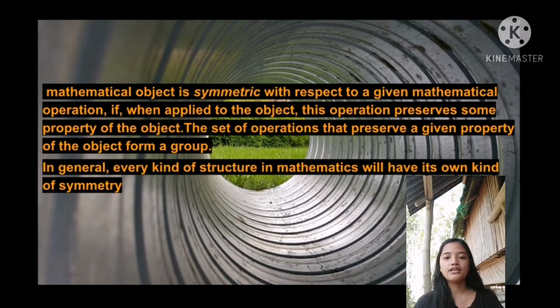A mathematical object is symmetric with respect to a given mathematical operation if, when applied to the object, this operation preserves some property of the object. The set of operations that preserve a given property of the object form a group. In general, every kind of structure in mathematics will have its own kind of symmetry.